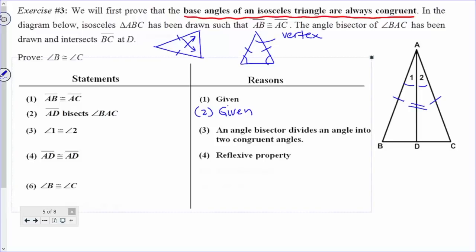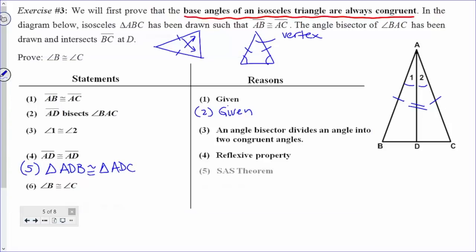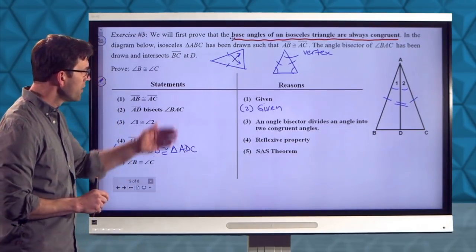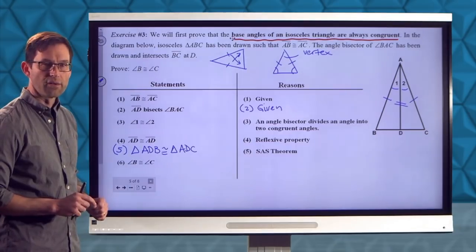Whoops, I keep losing things. Let's write it down right here. Little gap there. Number 5, let's say that triangle ADB is congruent to triangle ADC. And is my reason there? Sure it is. The side angle side theorem, right? Those two triangles are congruent by side angle side.